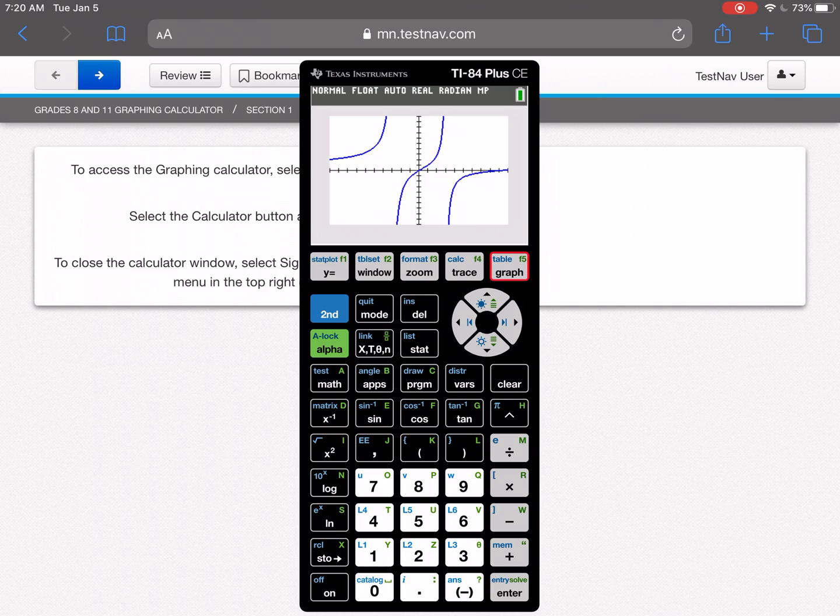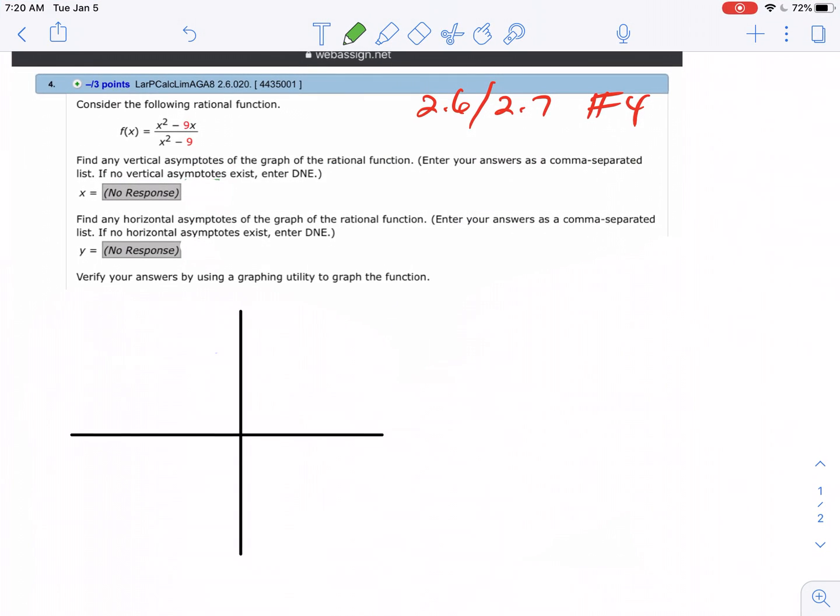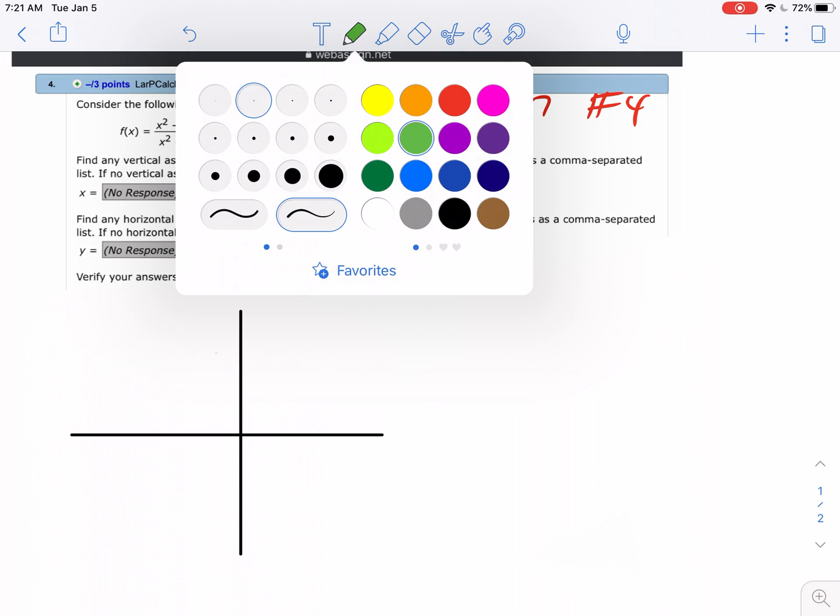Upper left-hand corner, bottom right-hand corner is how I describe it. And then there's an S-shaped curve through the middle. So hopefully when we're done looking at the asymptotes and intercepts, you'll understand why it is doing that. So let's go ahead and start looking at the graph.